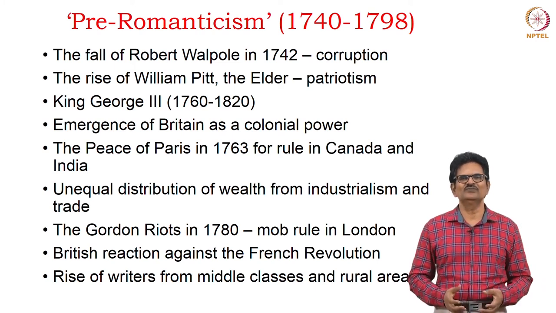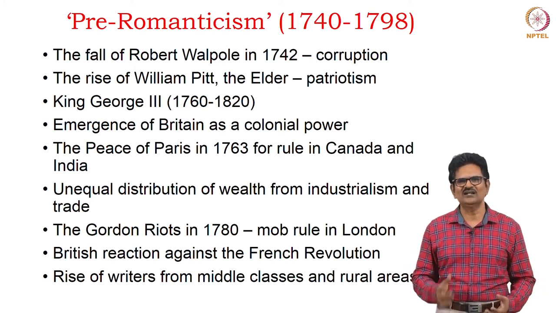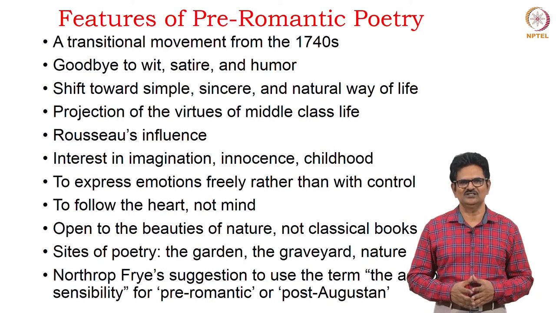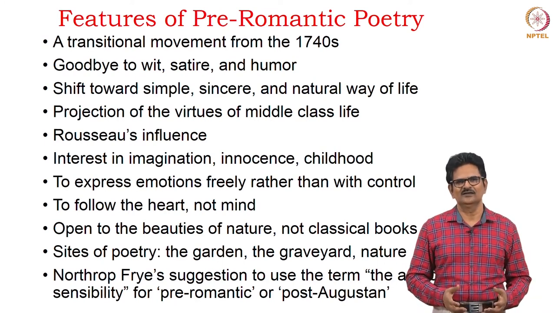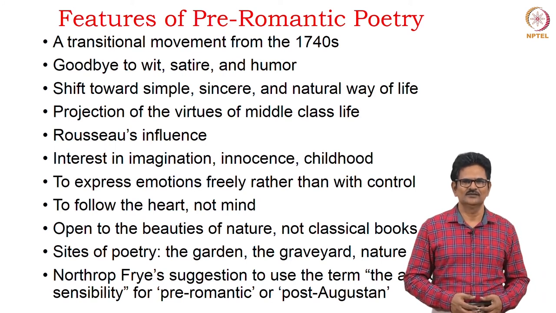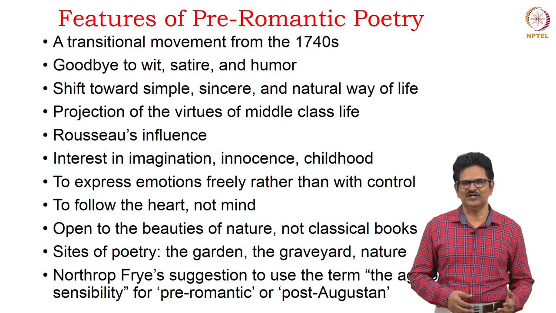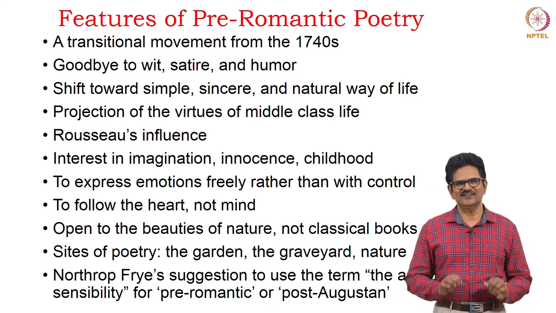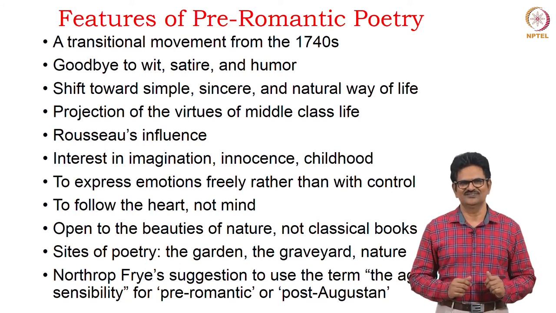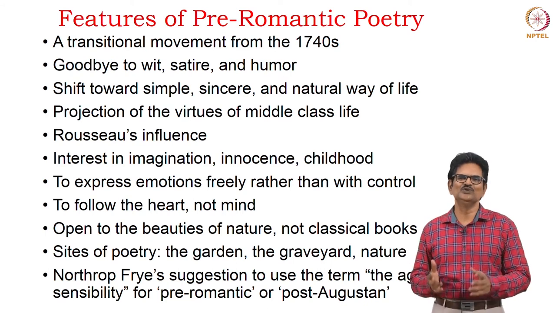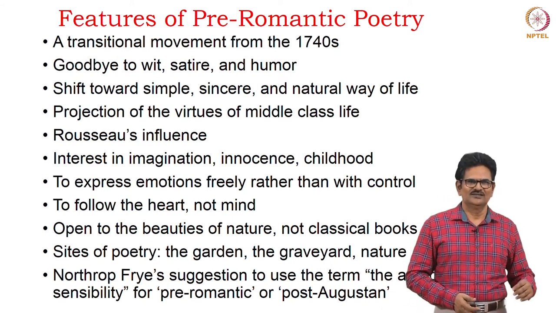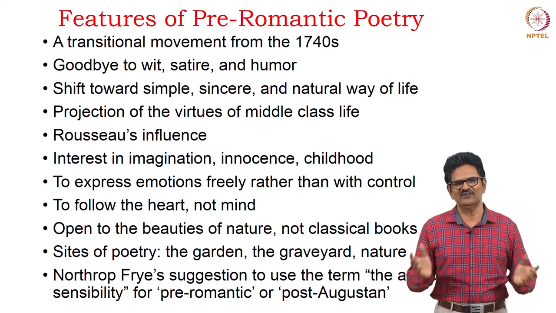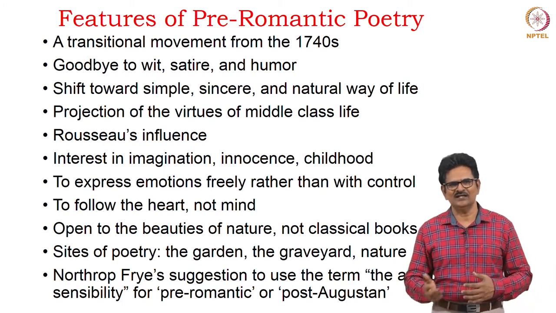During this time we find a number of writers coming from the middle class and also rural areas. Certain features of pre-romantic poetry are listed here for us to understand the writers that we are going to discuss. This is generally known as a transitional movement from the 1740s to the romantic period. These writers said goodbye to wit, satire and humor. That does not mean that they do not have intelligence, but they use it in an imaginative way. There is a shift towards a simple, sincere and natural way of life, not the artificial way of life seen in the Restoration and Neoclassical period.